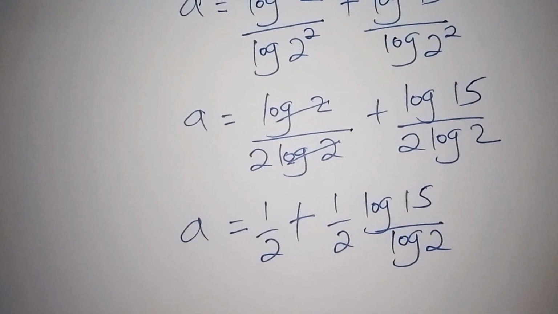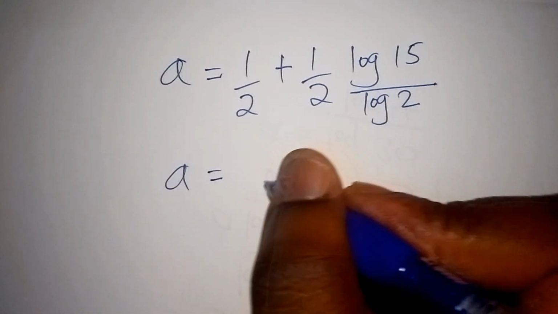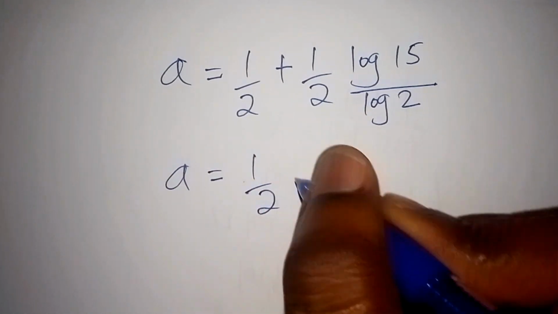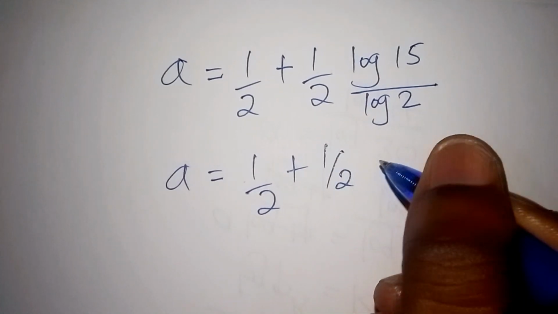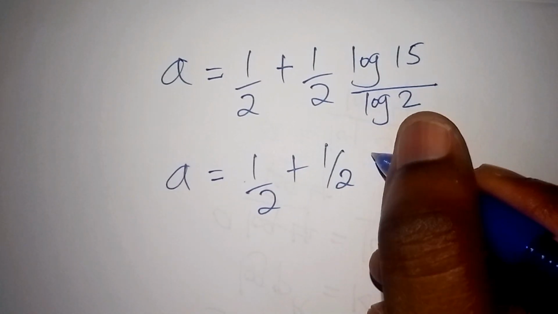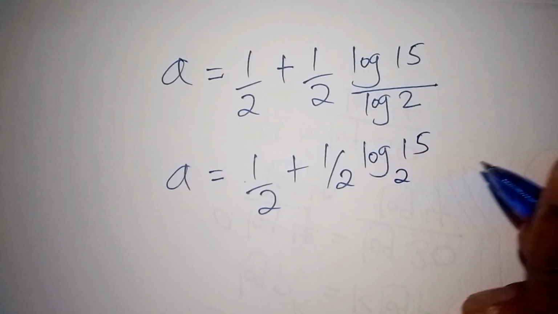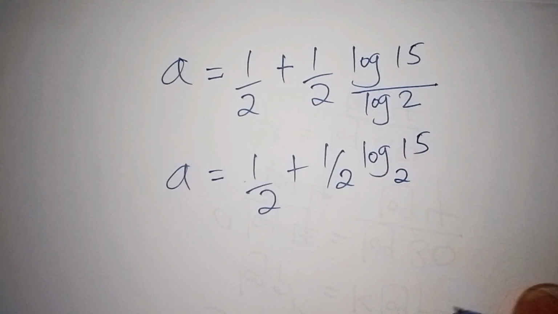So let's work it out. So here now we shall have a is equals to a half plus a half the log of 15 all over the log of 2, which can also be written as the log of 15 to the base of 2. So why do we write it this way?